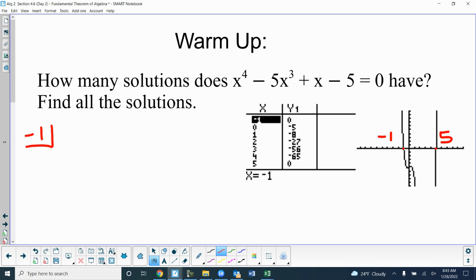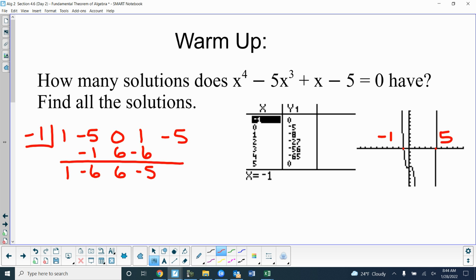So I put 1 in for the x to the fourth, -5 for the x to the third, but what's missing? X squared, right? So I put a 0 at that spot. Did we remember that? We got 1 for the x, and then our -5. Drop the 1 below. -1 times 1 is -1. Add them, -6. -6 times -1 is +6. So +6 there. -6 there. So -5. When I add, -1 times -5 is +5. I get my 0, so I did my work right.